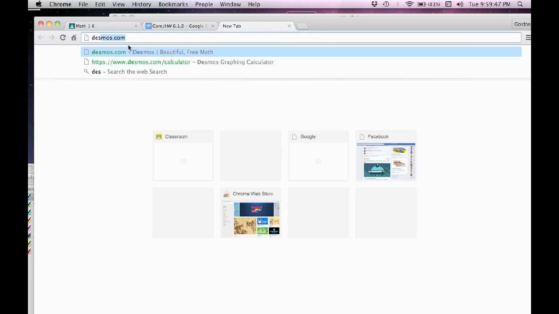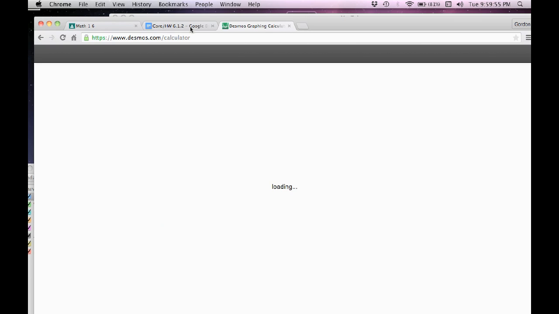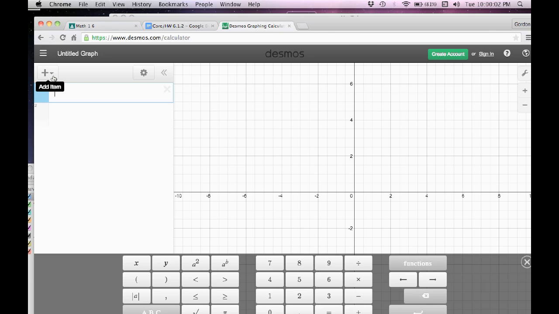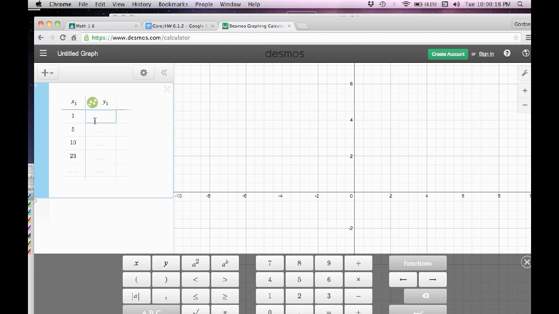So here we are at desmos.com. Launch calculator. And just to remind myself, my X values will be 1, 5, 10, and 23. So here I am at a table. 1, 5, 10, 23. And my Y values will be 1, -7, -17, and blank.